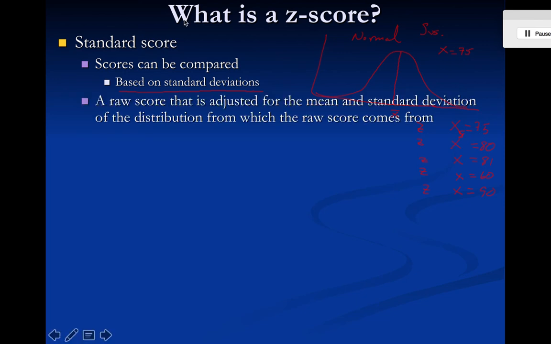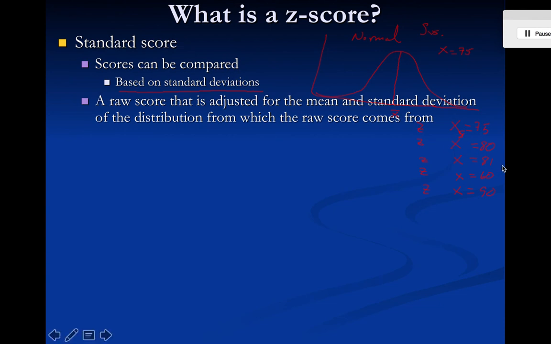So what is this idea of a standard score? A standard score is essentially a raw score that has been adjusted for the mean and the standard deviation for the distribution from which that raw score comes from. I know that sounds like a mouthful, and it sounds very weird and odd to say that, but let's just break down that sentence. So what does it mean to have a raw score that is adjusted for the mean and standard deviation of the distribution for which the raw score comes from?